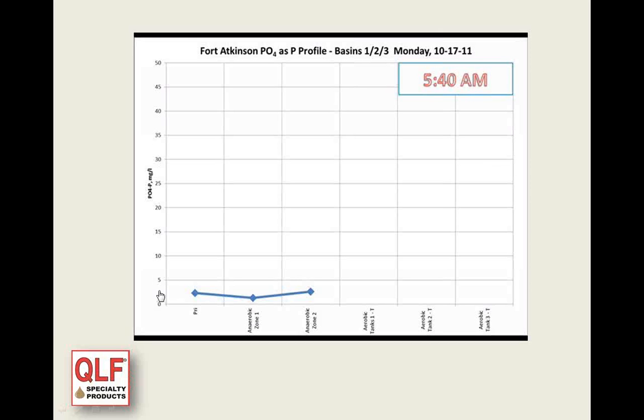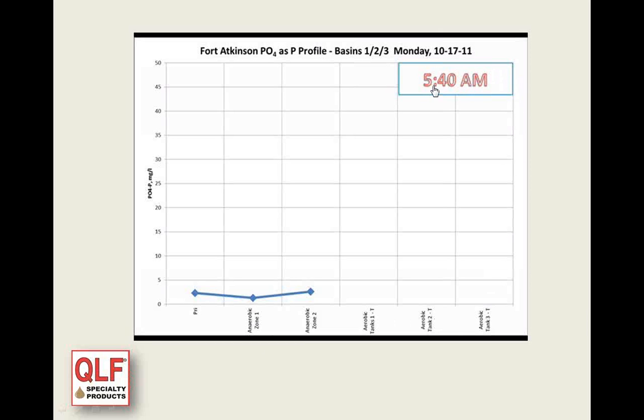On this graph, on the left-hand side, it's ortho-P in milligrams per liter. On the bottom, the first one is primary effluent, or influent into the system. The first 2 points are anaerobic zones. This happens to be Fort Atkinson. They have 2 anaerobic zones, then they've got 3 aerobic zones after that.